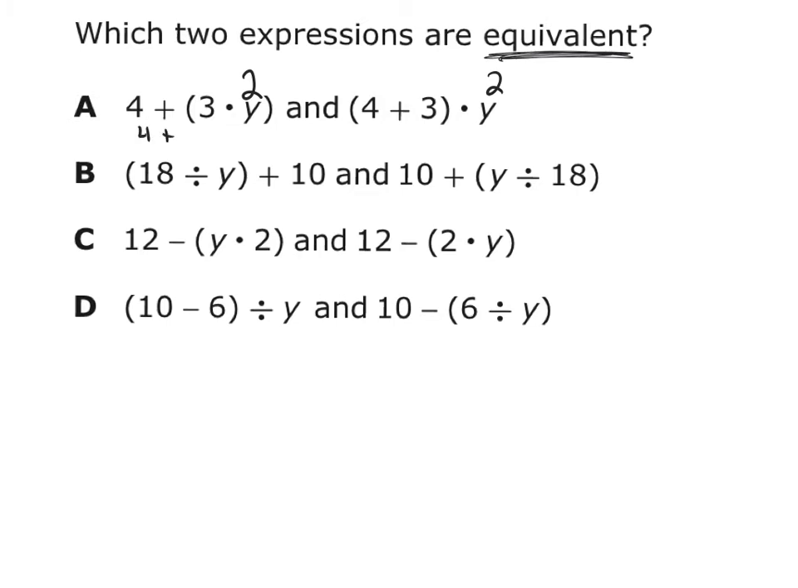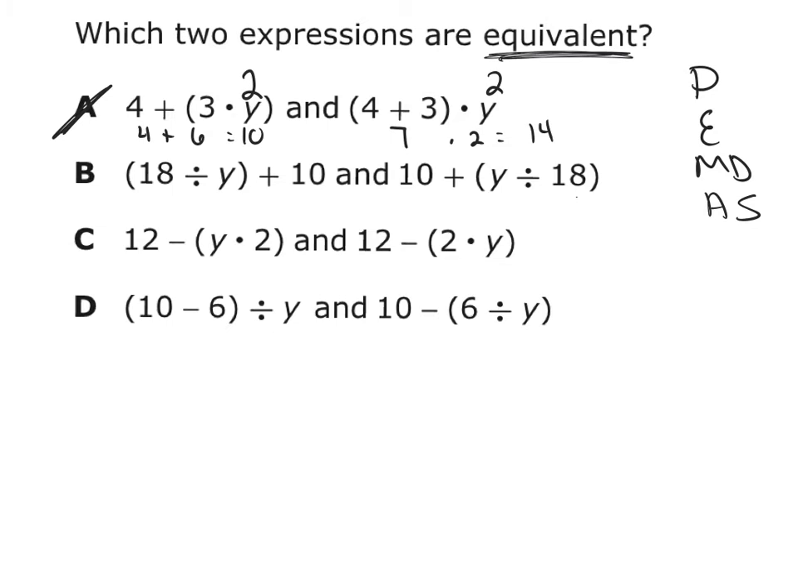So 4 plus 3 times 2 is 6, which makes 10. Remember, this is a PEMDAS problem because there's more than just adding or subtracting, there are more operations going on. Then this one has parentheses, so 7 times 2 is 14. So those are not the same, so you can automatically cross that out.